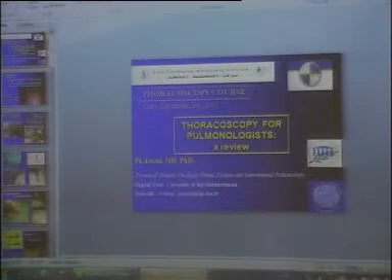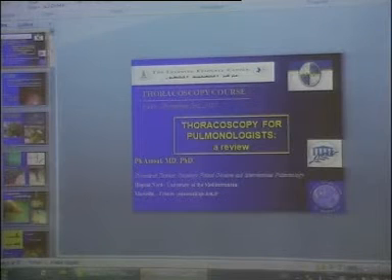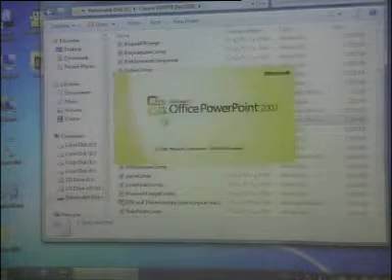The first point is to discuss the first approach of the medical thoracoscopy. I mean the microscopic approach.